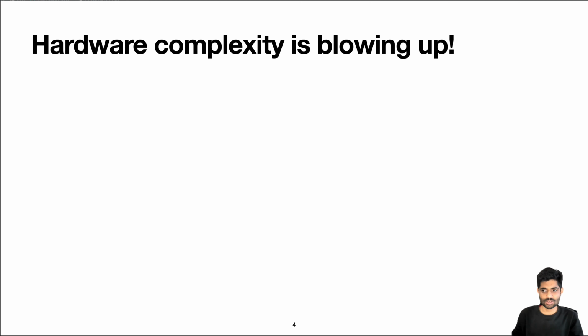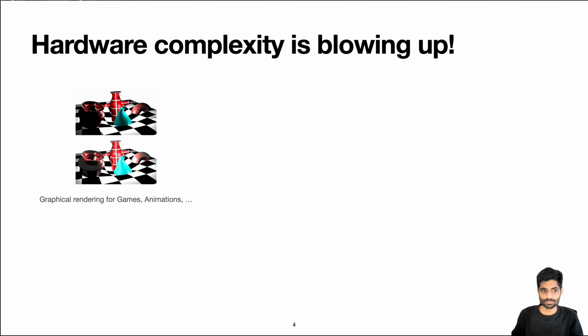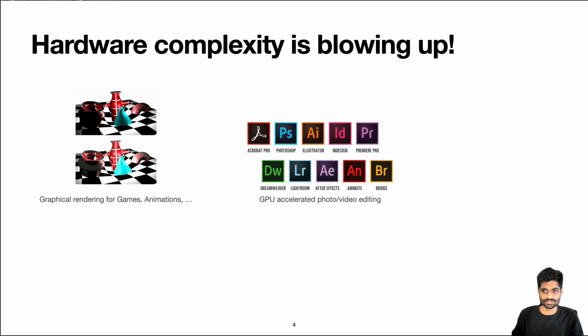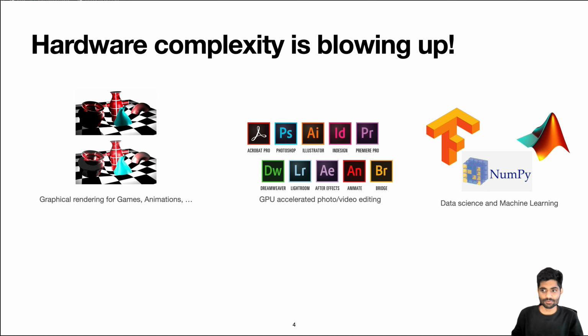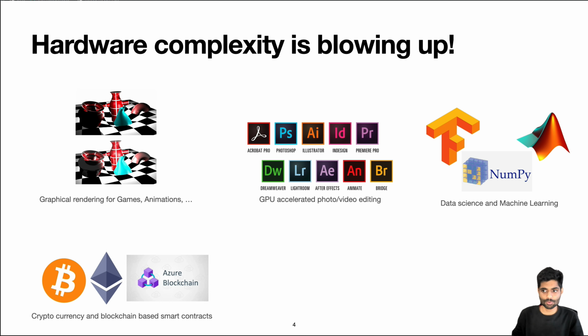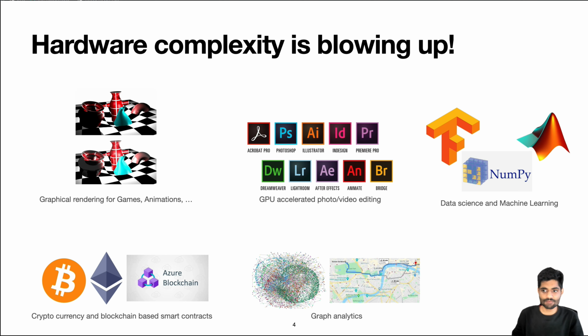The application domains are also seeing a similar blow up in size. For example, GPUs were previously used only for accelerating rendering for games and animations. But today, GPUs also find use for accelerating video and picture editing, powering data science and machine learning applications, mining cryptocurrency and other blockchain-based smart contracts, running graph analytics, to name a few.